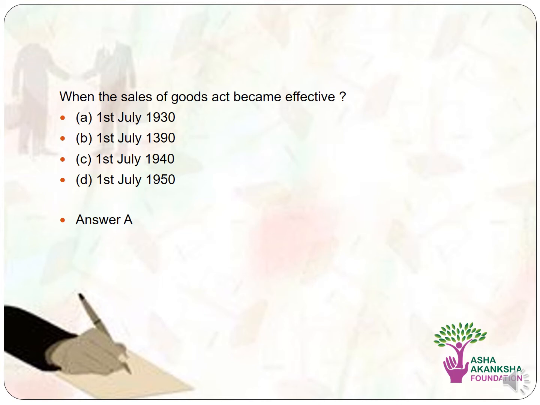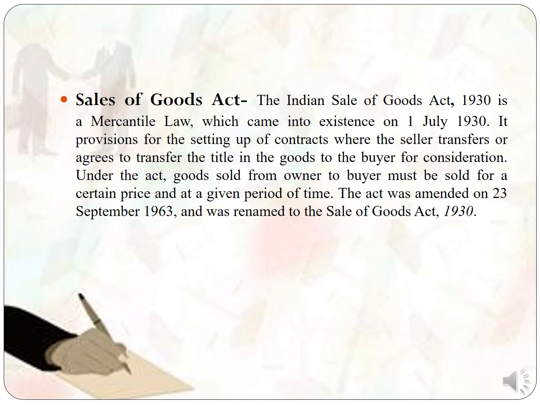But what does the Sales of Goods Act mean and apply to? Let's find out. The Sales of Goods Act was initially called the Indian Sales of Goods Act and was implemented in 1930. It is basically a mercantile law which came into existence on 1st July 1930.